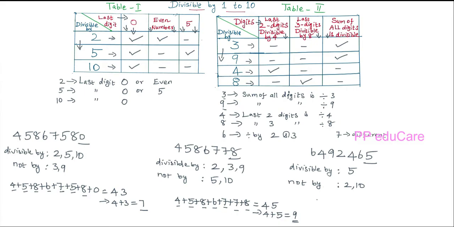Now find the sum of the digits of the third number. 6 plus 4 plus 9 plus 2 plus 4 plus 6 plus 5. 6, 10, 19, 21, 25, 31, 36. 36. Again the sum is 3 plus 6, which is 9. Again this 9 is divisible by both 3 and 9. The third number is divisible by 3 and 9. Now we have verified the divisibility of 2, 5, 10, 3 and 9.